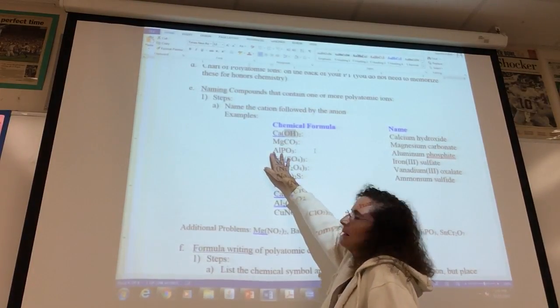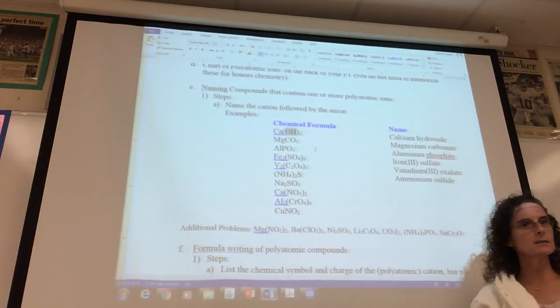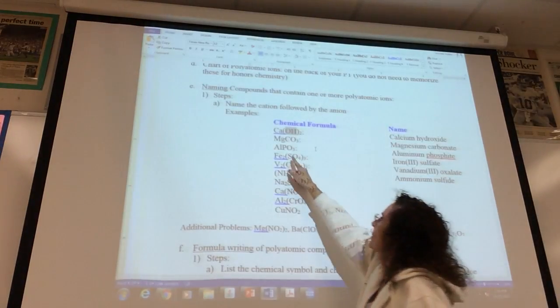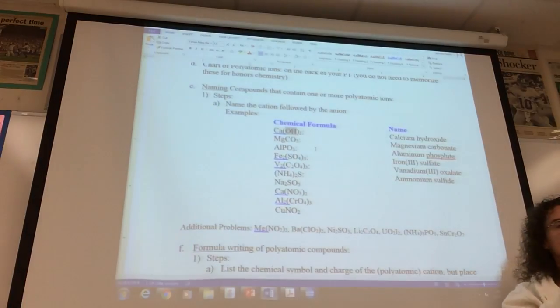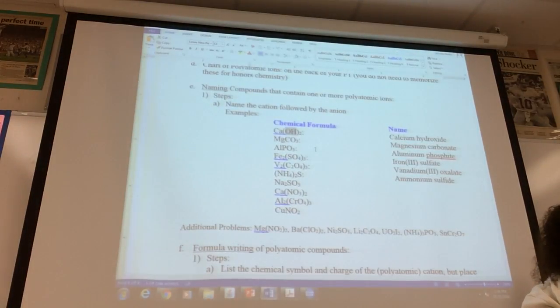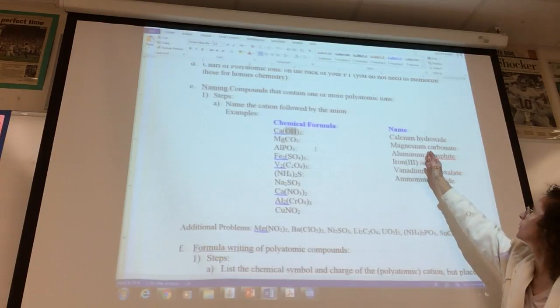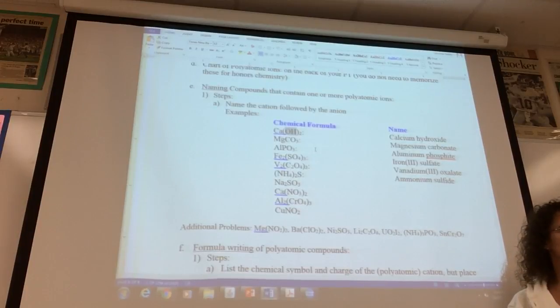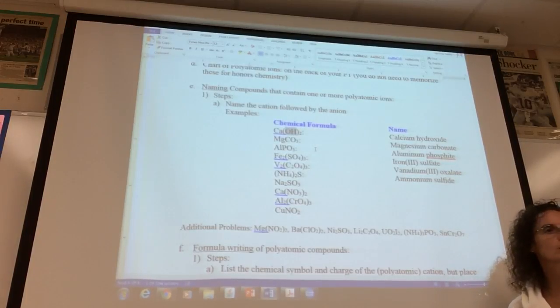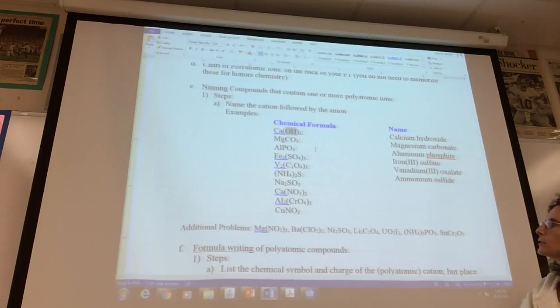Al is a monatomic cation. Al is aluminum. PO3 is phosphite. Aluminum phosphite. Why didn't I give aluminum a Roman numeral? Because it doesn't need one, because it only forms ions with a 3+ charge.